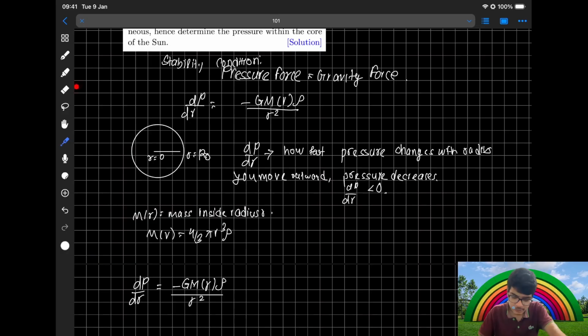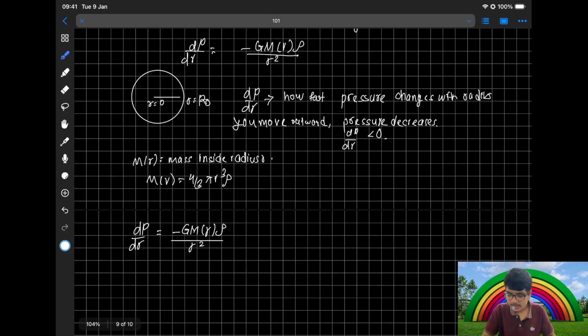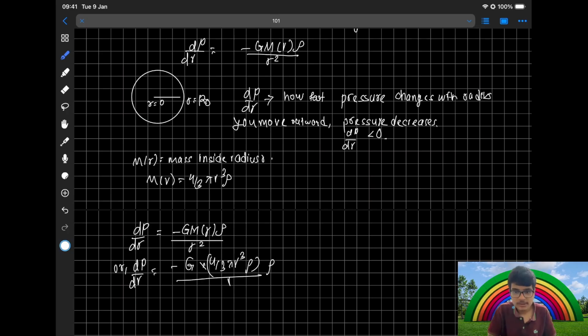Now, just plug in the formula right here, by 3 pi r cube divided by density, r is therefore equal to... I hope you understand.